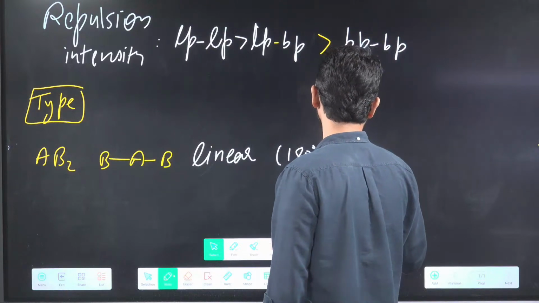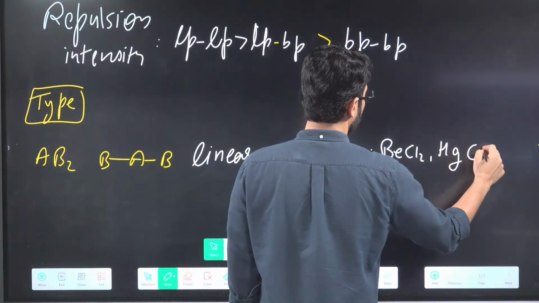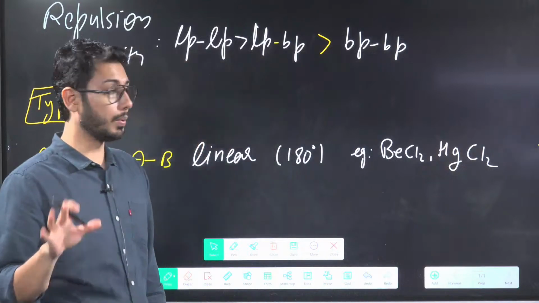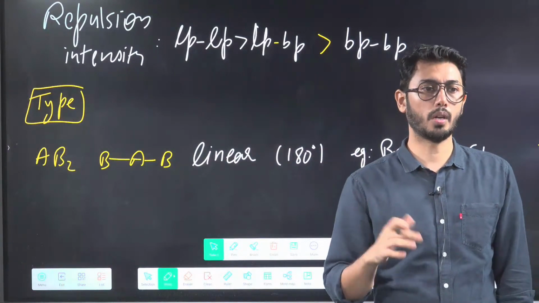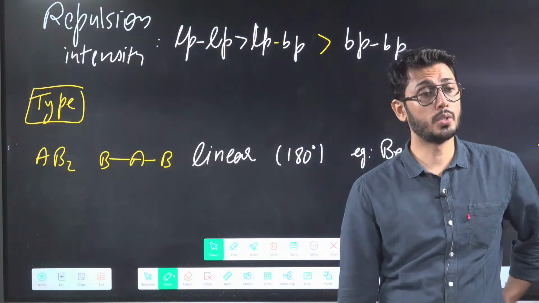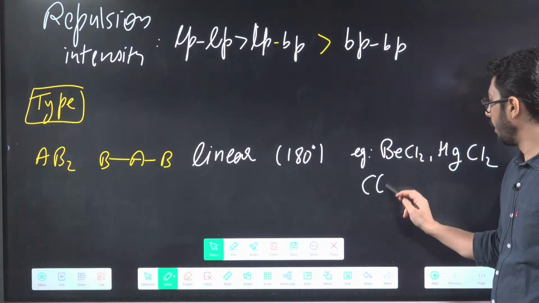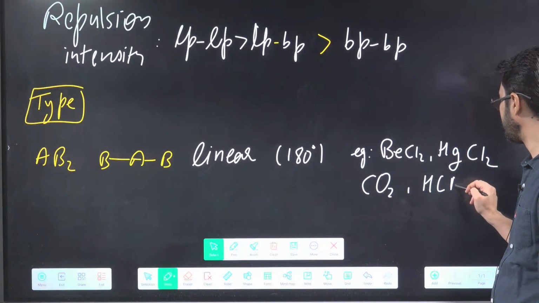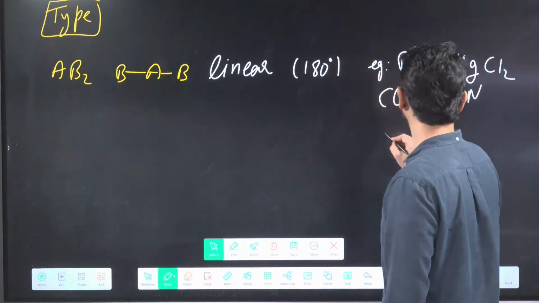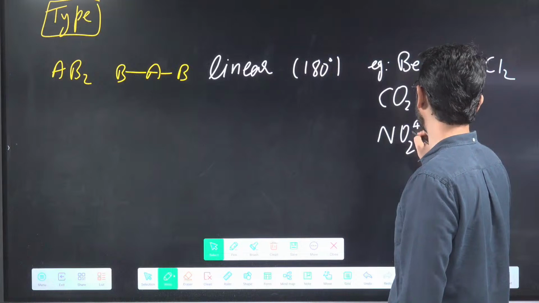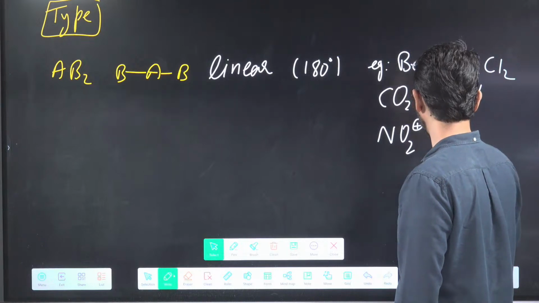Examples are important. What is the example given there? BeCl2. Other example, HgCl2. HgCl2 is a purely covalent compound, that we know, and the reason can be its high polarizing power of Hg2+ due to poor shielding of the electrons. BeCl2, HgCl2. Other example, already done CO2. You can say HCN structure. Other examples, NO2+. SO2 नहीं आएगा इसमें, NO2+ etc.